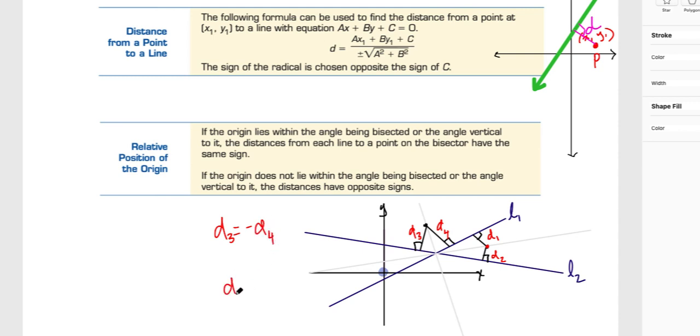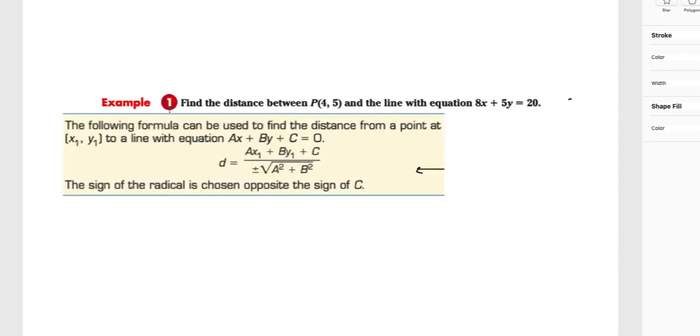It'll make more sense when we do the examples. And d1 is equal to d2 because of the fact that the origin is within it. All right, we'll see how this goes. Let's go ahead and take a look at a couple of examples. So we're just going to grab this formula and use it here. It says find the distance between the point (4, 5) and the line with the equation as given.